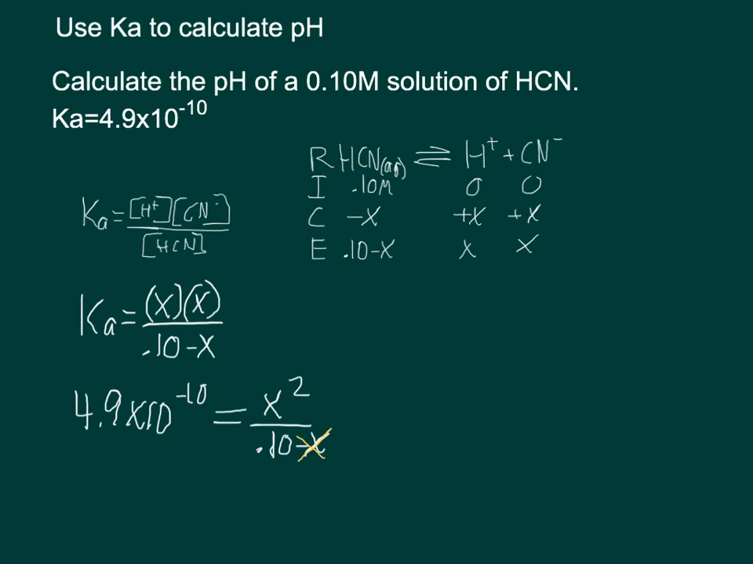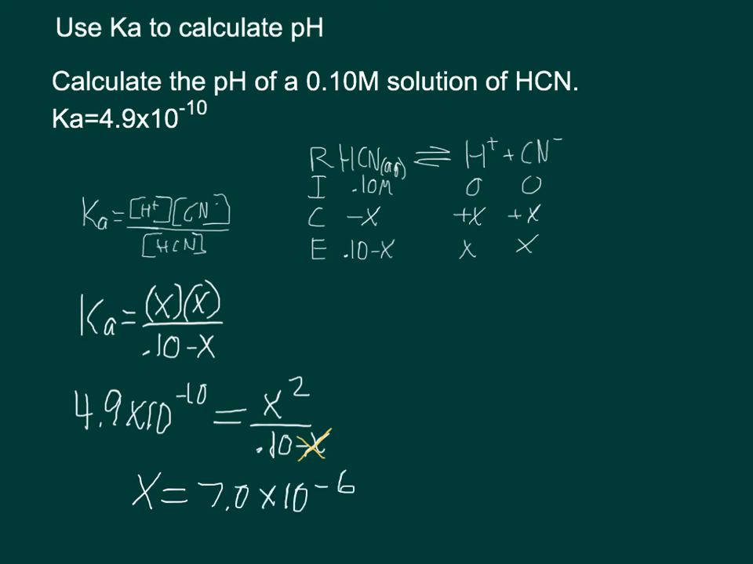Now there's a test to check whether you are allowed to do that or not, and what you simply do is you check the percent ionization. As long as the percent ionization is less than 5%, then it's fine for you to go ahead and use that value of x that you found. So taking a look at this one, we're going to take 4.9 times 10 to the negative 10th, multiply it by 0.1, and then take the square root of that. And what we'll get is that x is going to come out to 7.0 times 10 to the negative 6th.